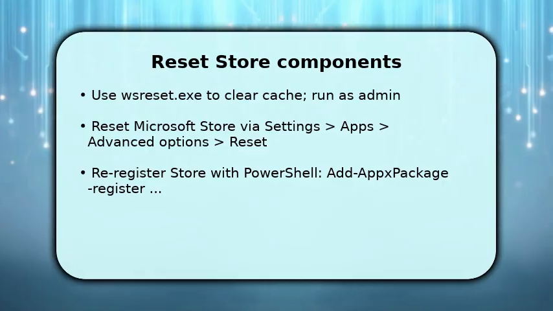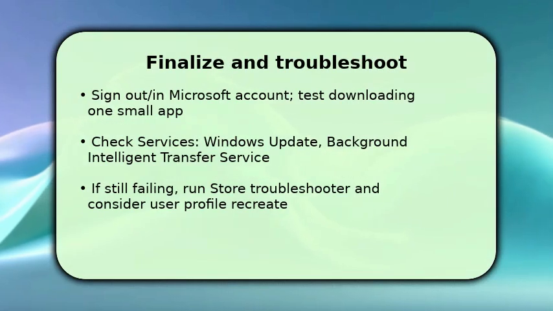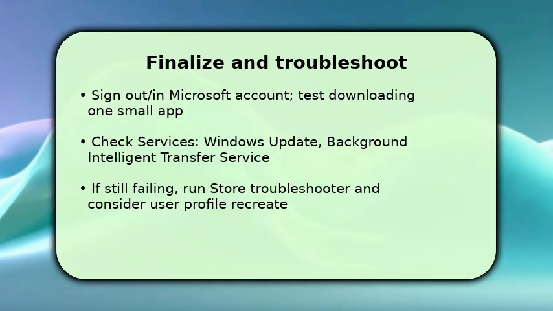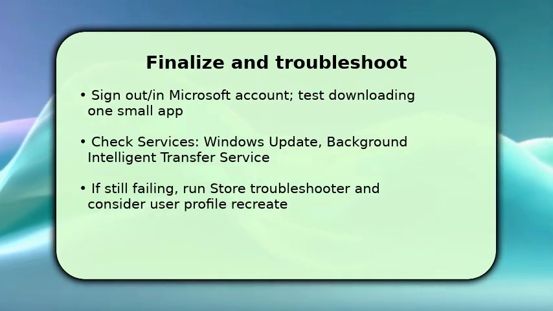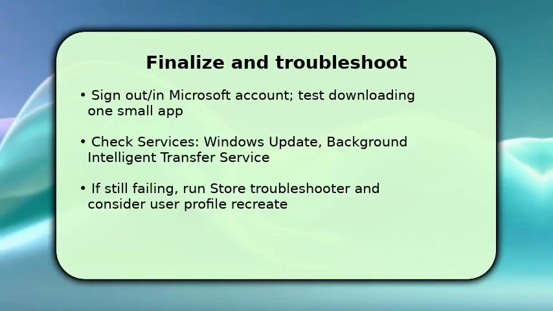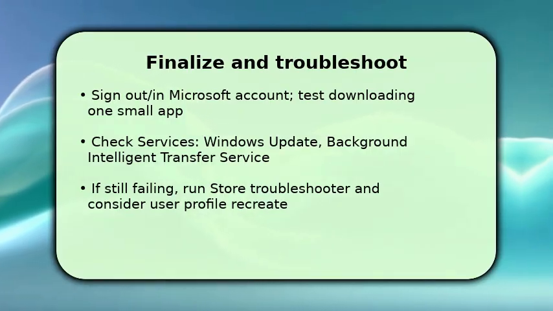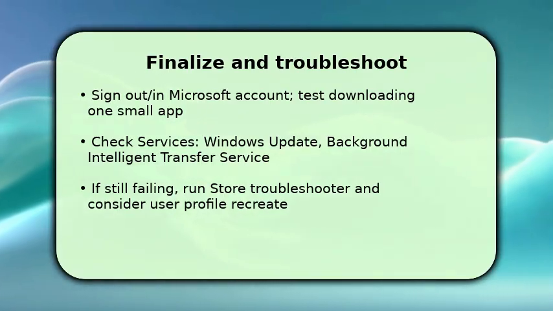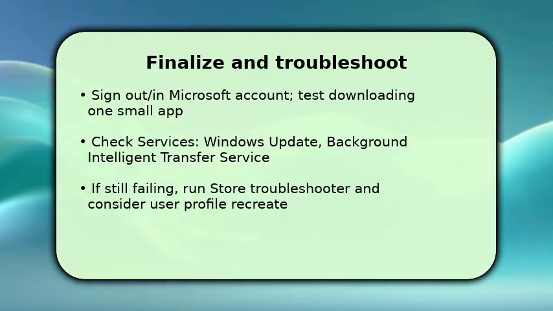Sign out of your Microsoft account and sign back in, then download a small free app to test updates and installs. Make sure Windows Update and BITS services are running because stalled services prevent store downloads. If you still see errors, run the built-in Microsoft Store troubleshooter to auto-fix network and app issues.